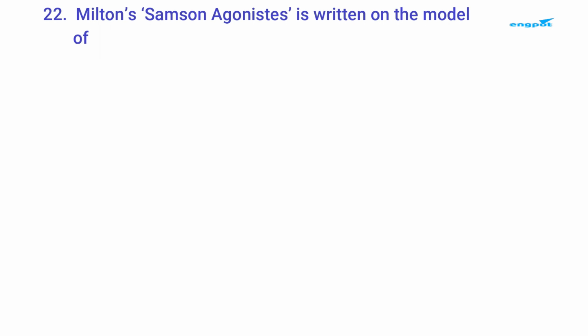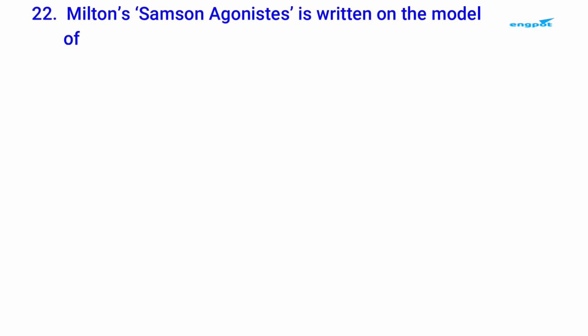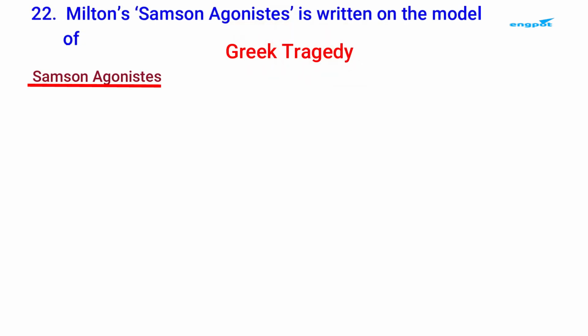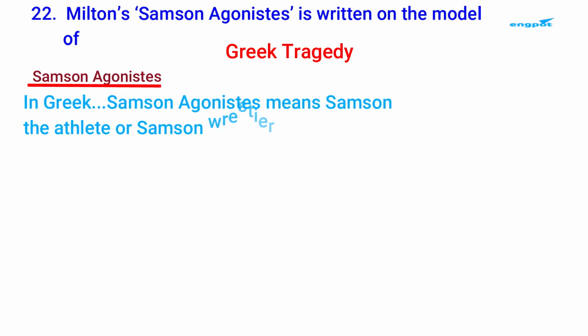Milton's Samson Agonistes is written on the model of Greek tragedy. And in Greek, Samson Agonistes means Samson the wrestler or Samson the athlete. And it is a tragic closet drama. And a closet drama is a play which is meant to be read rather than acted or performed on stage.